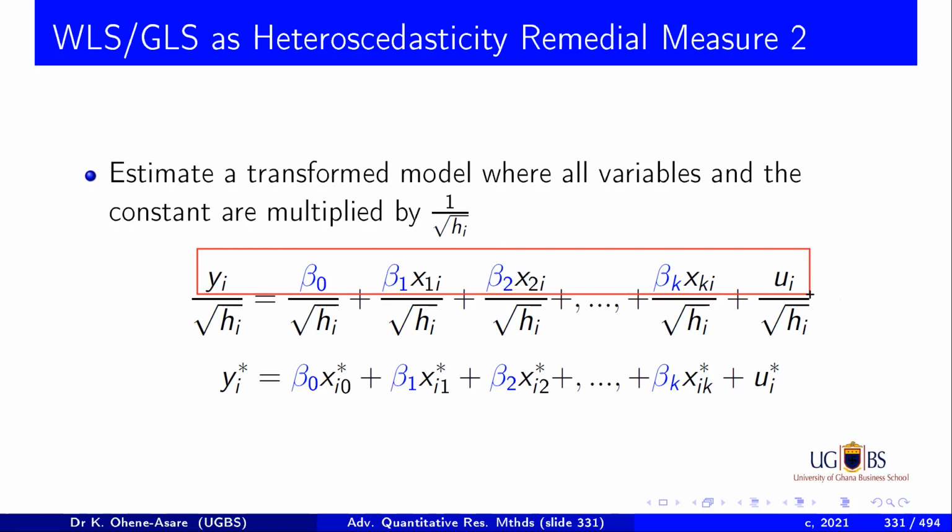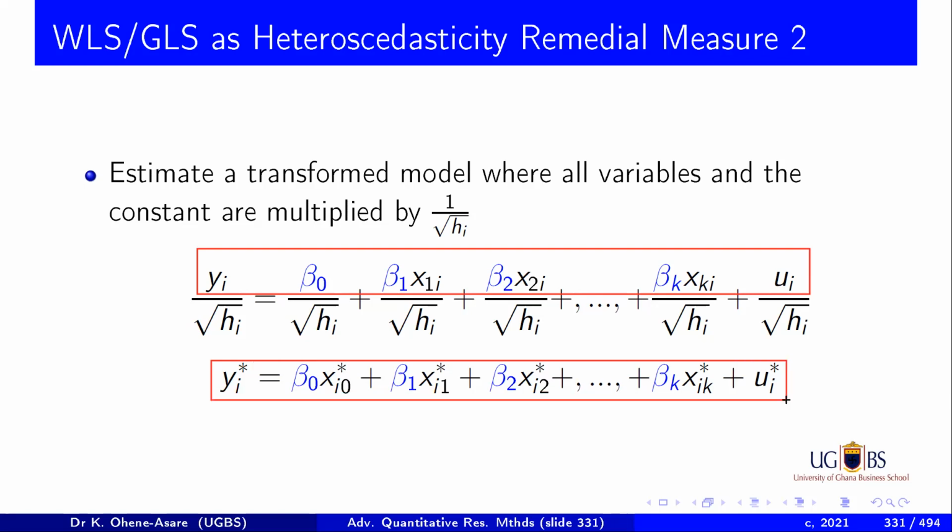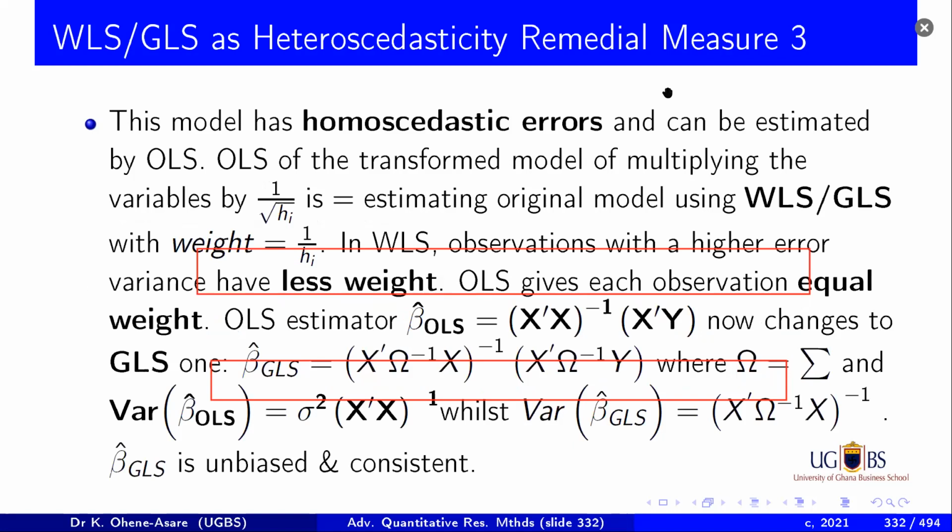When you look at this upper part here, this upper part is the regression model. Now we divide each one by the square root of h_i, which is like multiplying it through by 1 over the square root of h_i. When you do that, we can now have a new model, which is what you see here. Now this new model has a star, which means that something has been done to the dependent variable and each of the independent variables. Okay. And that is what we mean by the transformed model. That now becomes the transformed model.